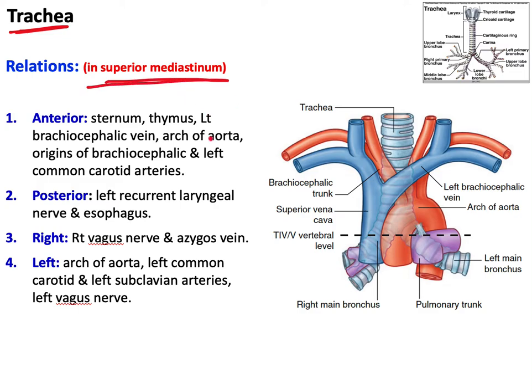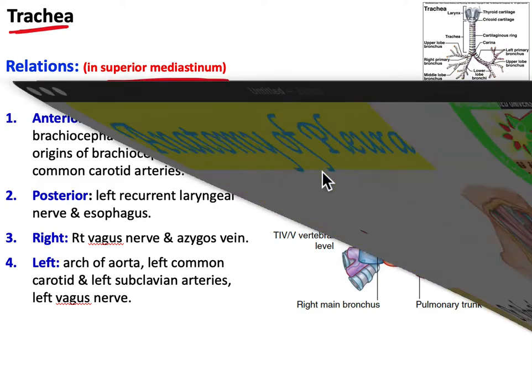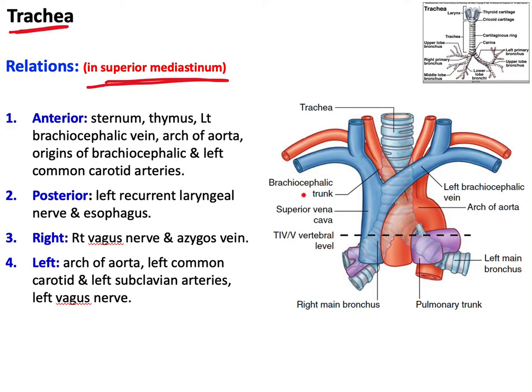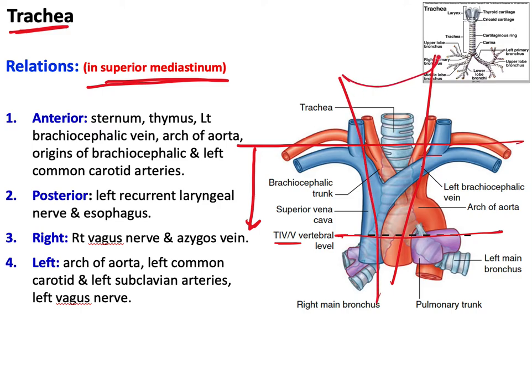Now, what about the relation of the trachea in the superior mediastinum? Well, it's pretty easy because it was mainly covered in the previous semester. So in the superior mediastinum, that means from this level right up to the sternal angle level, the dotted line, T4, between T4 and T5 vertebral level. So what's the relation of the trachea here? Okay, anteriorly you have the sternum, of course, right here, and you have a remnant of thymus gland.